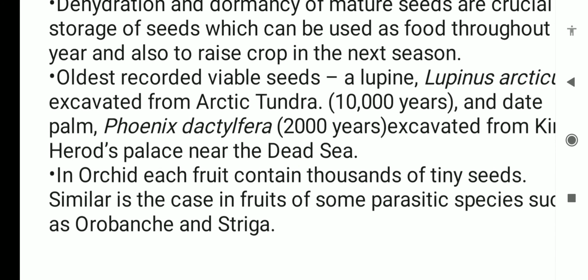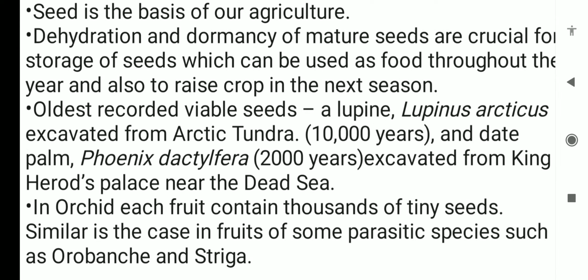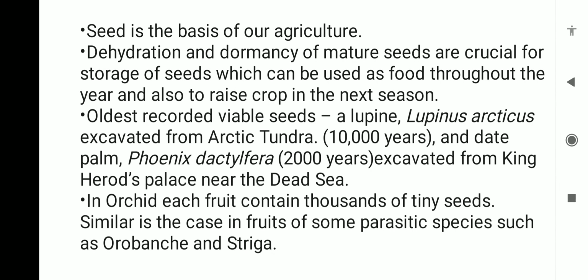Okay, now a very important question from the examination point of view. Oldest recorded viable seed: lupine, Lupinus arcticus. Okay, this is very important. Learn the name. From where was it excavated? It was found in the Arctic tundra, 10,000 years back. And date palm, Phoenix dactylifera, 2,000 years, excavated from King Herod's palace near the Dead Sea. Please learn the names of the seeds with their period and from where they were extracted.